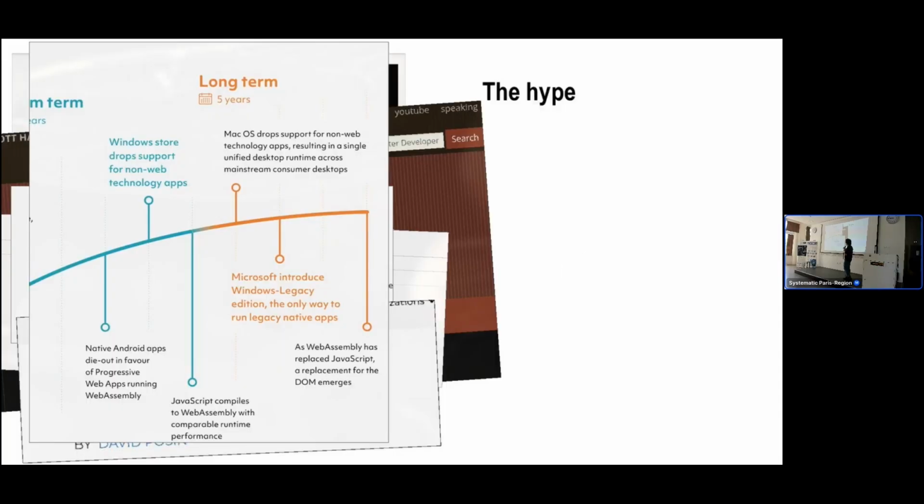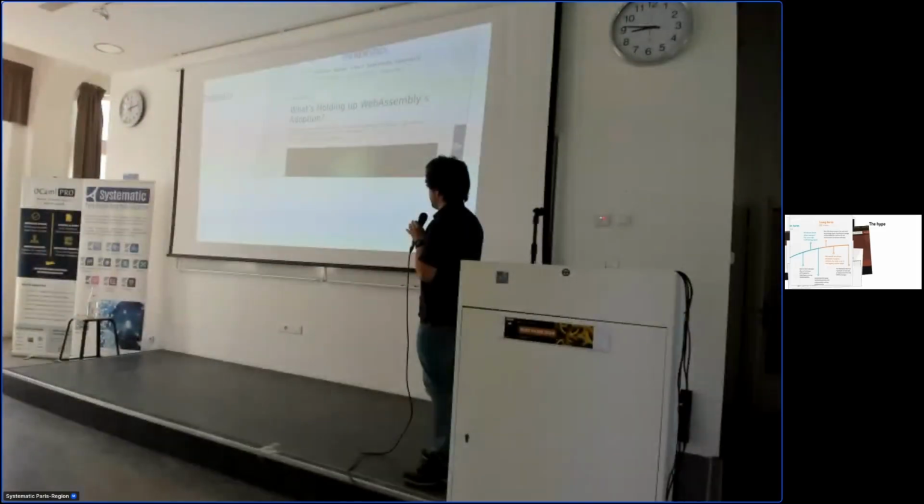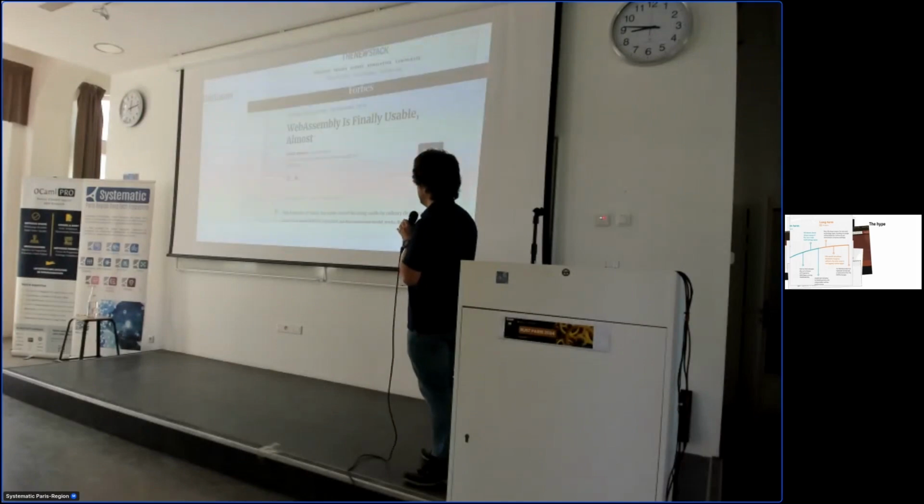The Windows Store was going to drop support for non-WebAssembly apps. It was going to be dropped in Mac OS. Native Android apps would be gone, of course. So, obviously we know by now that this hasn't quite come about. As in any sort of new technology where there's a hype train, there was also a sort of disillusionment. Something was holding up WebAssembly's adoption. In 2024, we heard that it was finally almost usable.